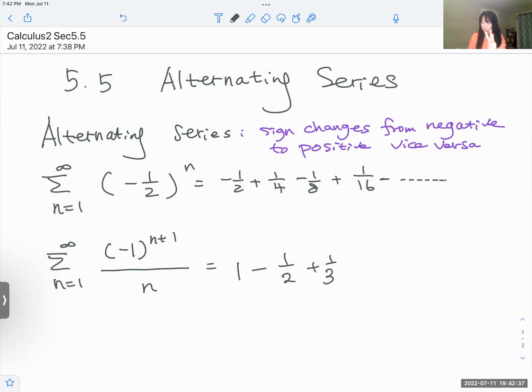Oh, when n equal to 3 it's also positive, correct? And then when n equal to 4, minus 1/4, yeah, minus 1/4, right? And then positive, like that. Can you see that? The sign changes: positive, negative, positive, negative, positive, negative. Okay, so this is an alternating series. Basically, we change the sign alternately.